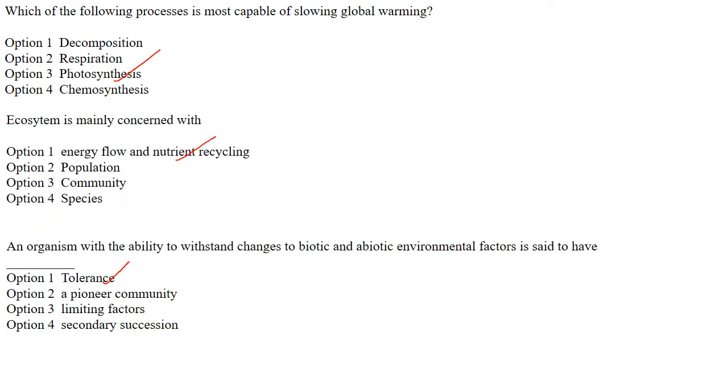Answer is option 2. Which of the following processes is most capable of slowing global warming? It is photosynthesis. Ecosystem is mainly concerned with energy flow and nutrient recycling. An organism with the ability to withstand changes to biotic and abiotic environmental factors is said to have tolerance. Option 1.